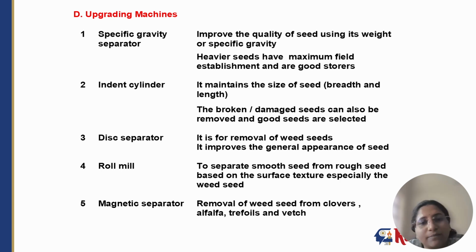These are the upgrading machines which upgrade the seeds using specific mechanisms. The specific gravity separator upgrades the seeds based on specific gravity. The indented cylinder is based on the size of the seeds. The disc separator is based on the removal of weeds and the general appearance of the seeds. The magnetic separator removes weed seeds from clovers, alfalfa, trefoils and vetch.